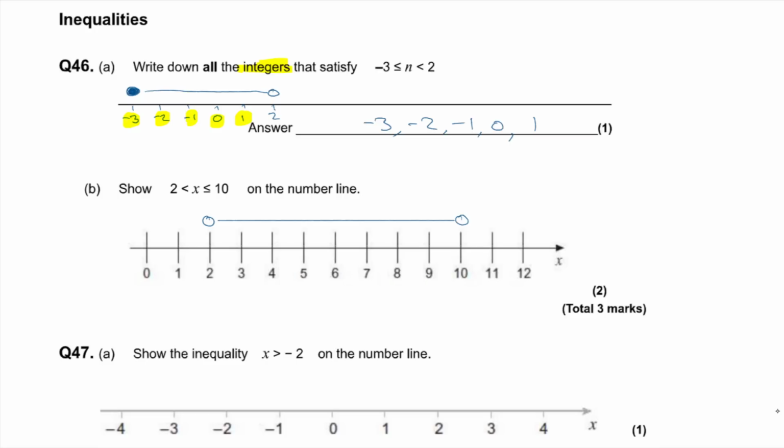So on the right hand, x is less than or equal to 10. That means I can fill in that one on that end. But I can't fill in the other end because x needs to be strictly greater than 2. So it looks like that.